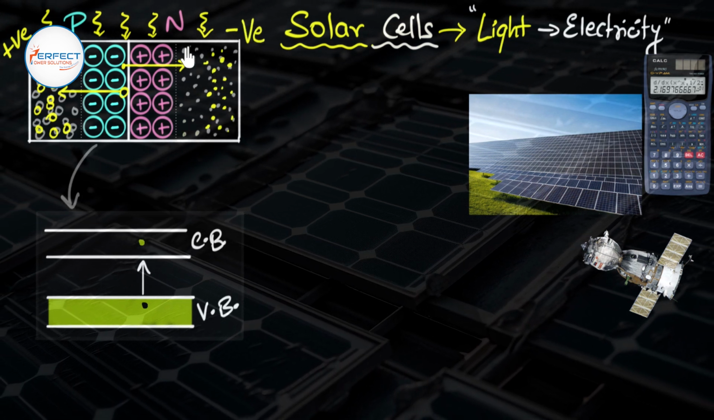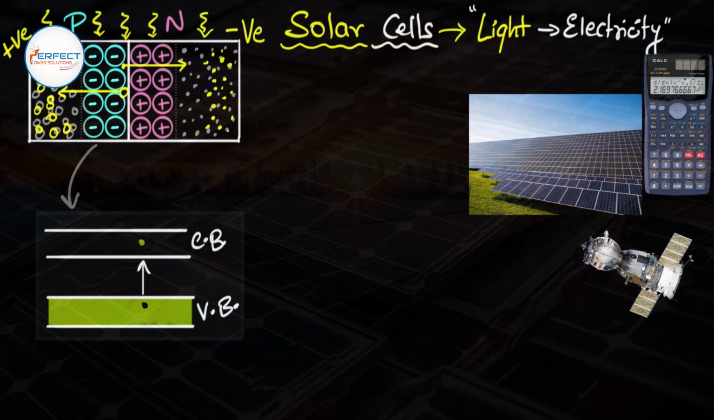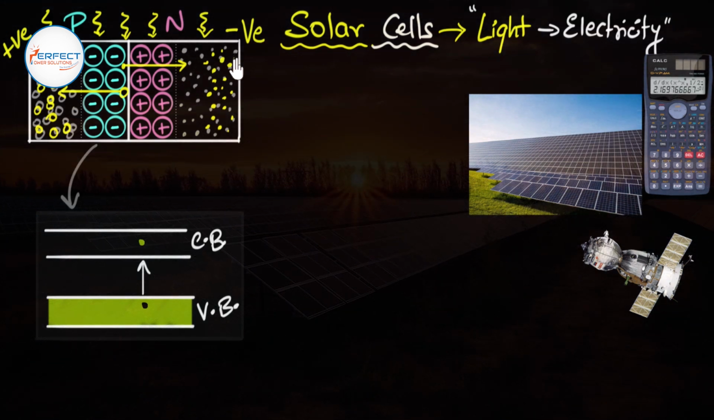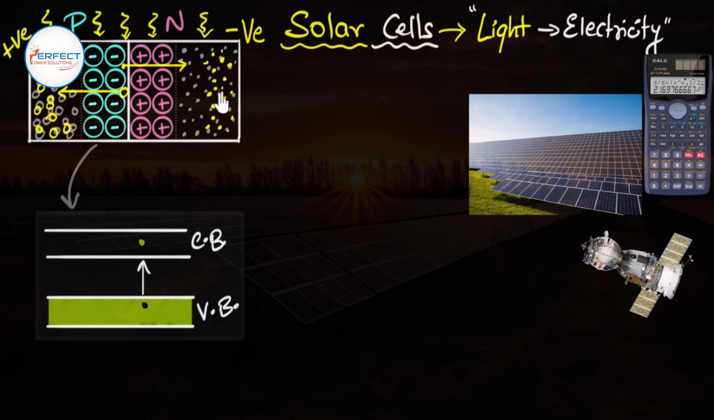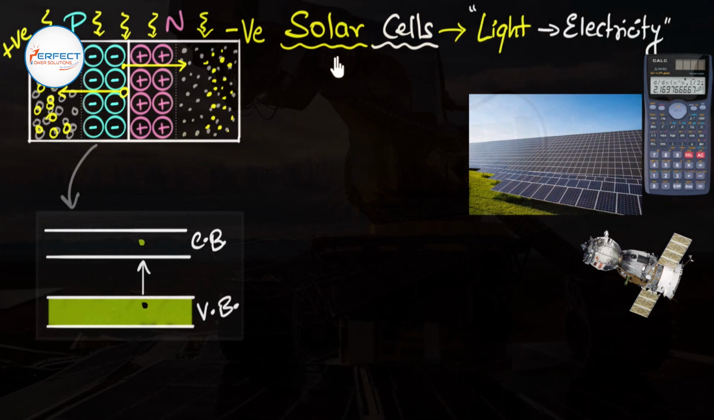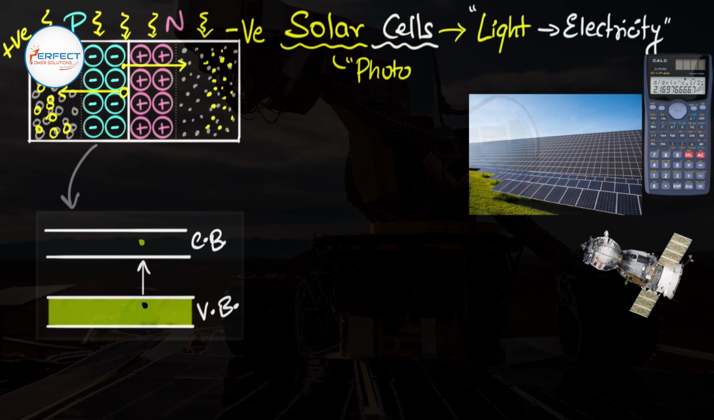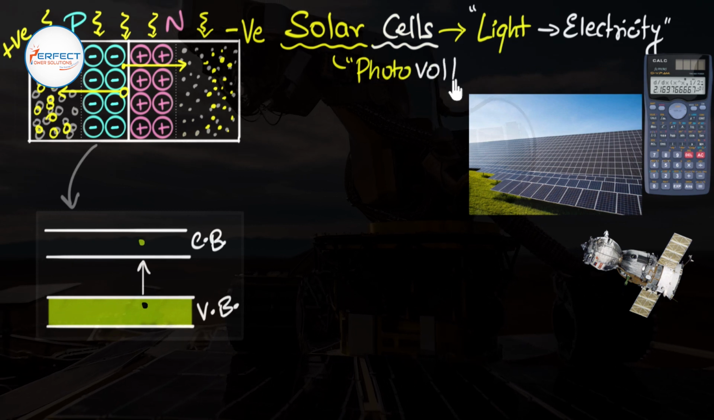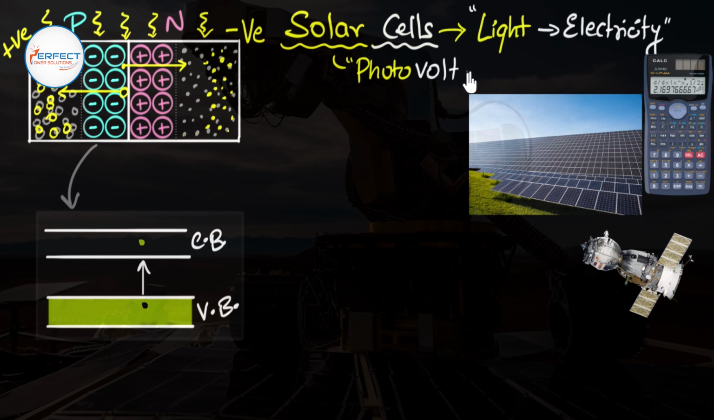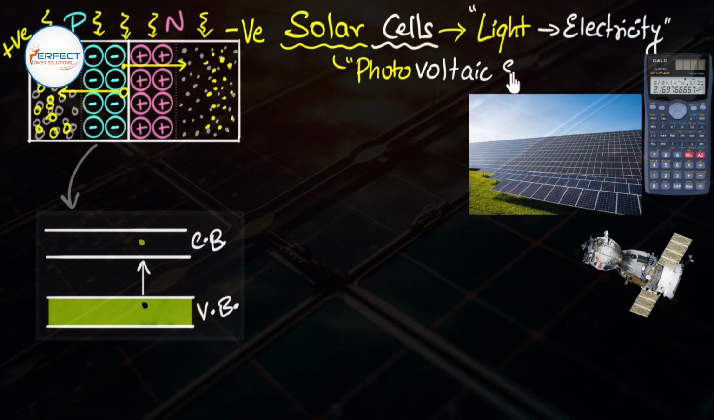And now notice a voltage is generated between these two sides, and this is how in solar cells we use light to generate voltage, and that's what we call the photovoltaic effect. Let me write that down. This is what we call photovoltaic effect. The name makes sense, right? We're using photons to generate voltage. Photovoltaic effect.